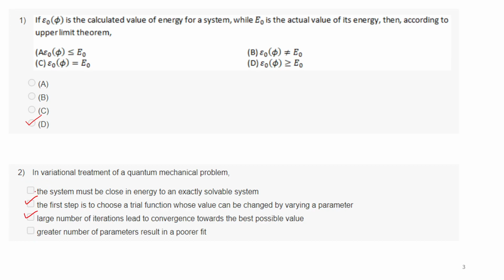What about the first option? What do you think? Not really. Variation theorem, this is not a condition. Yes, that's what I am trying to say. For perturbation theory, it was a condition that it should be very close in energy to the exactly solvable system. That is not true for the variational theory.